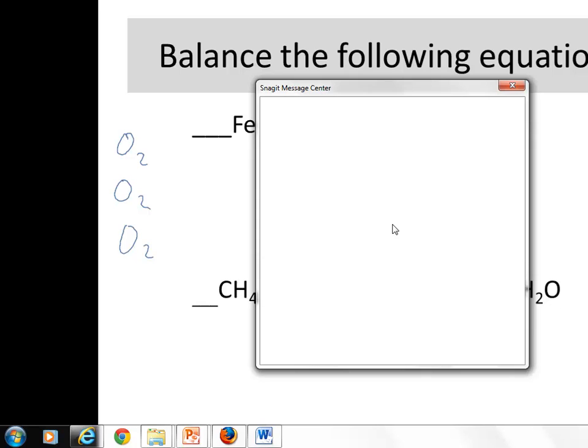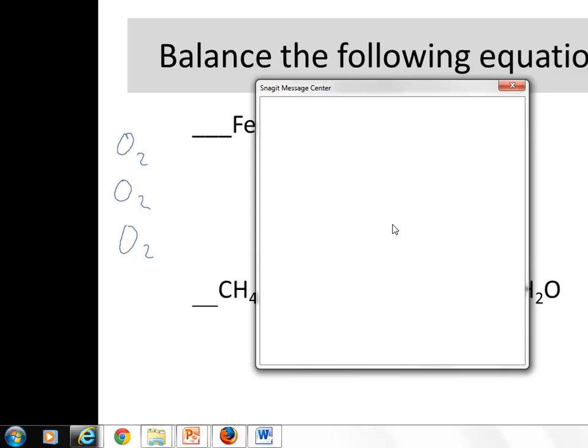So let's start with this one. CH4 plus O2 makes CO2 plus H2O. So we have C's, H's, and O's here, right? How many C's? 1. You can think about that as C1H4.